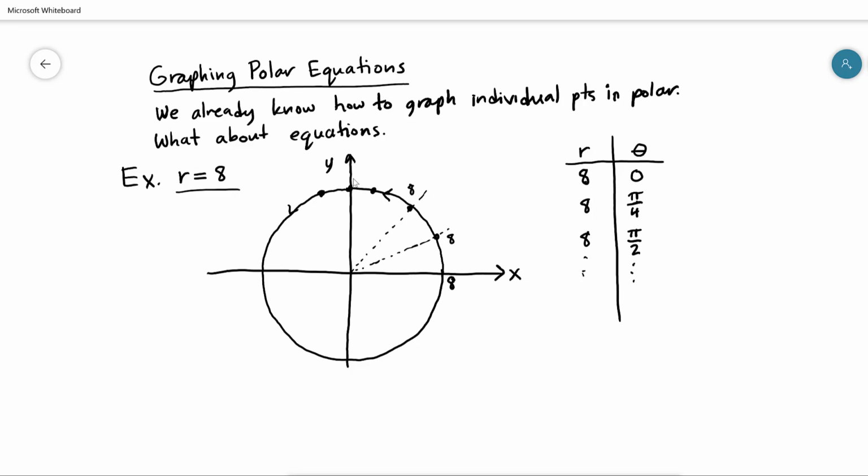We'll have a better way to do this where instead of drawing a table, what I will actually do is draw something in the r theta coordinates. We'll do that in just a minute after we do a couple simple examples. So let's start with these. We've got r equals a constant.